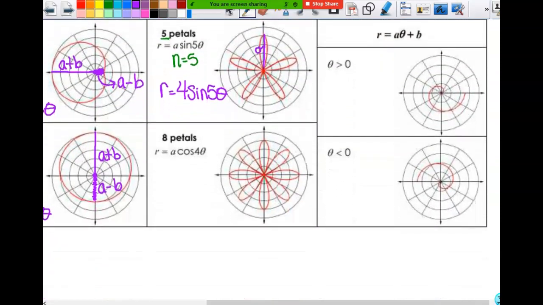So then, get to this one. Here, N is 4. We have 8 petals. We had to double it because it was even. I look at 0. I have a petal on the x-axis. That's what tells me that it's cosine. Okay? And then this is still A, and that's 4. So R equals 4 cosine 4 theta.